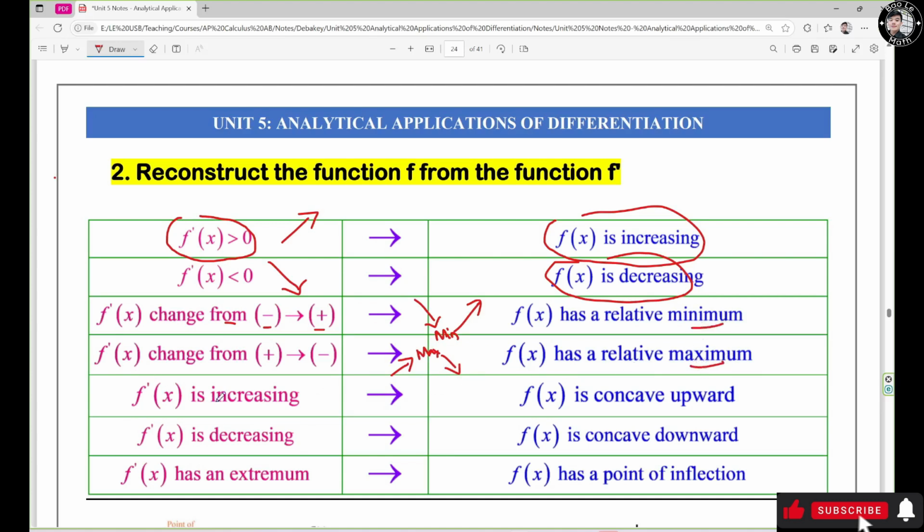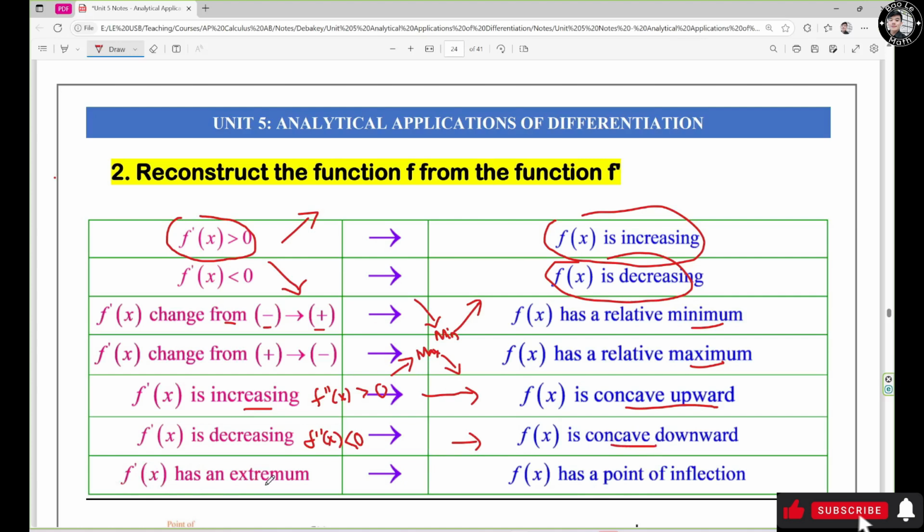Now, if f prime of s is increasing, then f of s is concave upward, because if f prime of s is increasing, f double prime of s must be greater than 0. The function f of s is concave up. Similarly, if f prime of s is decreasing, f double prime of s is less than 0, which tells us that f of s is concave downward.